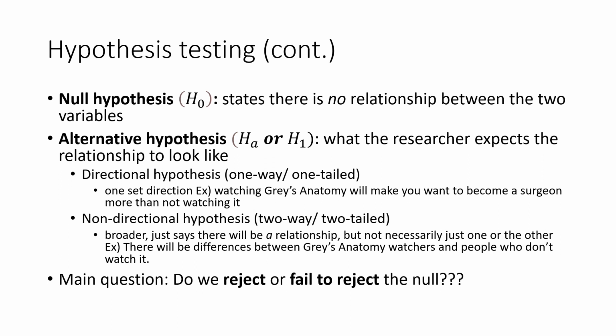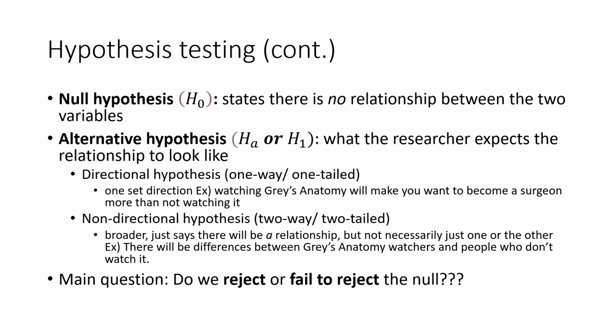Okay, so our null hypothesis states that there is no relationship between the two variables. And our null will always be the same for whatever we are doing, but our alternative hypothesis is what we control, and that will change based on the different research that we are doing, and it is what we expect our relationship to look like.